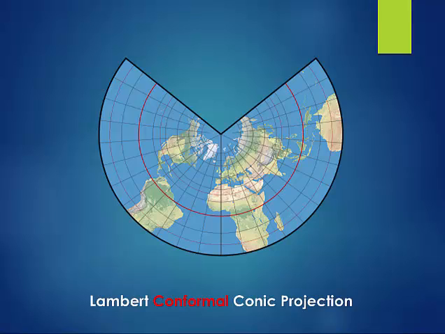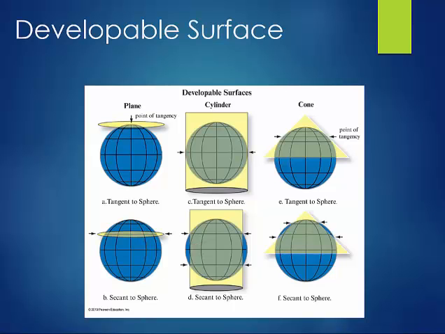The distortion also depends on your developable surface. A developable surface is a surface that can be flattened onto a plane without any distortion. That means there's no stretching, no compression. Depending on how we flatten the Earth and which projection type we use, the developable surface will be different.